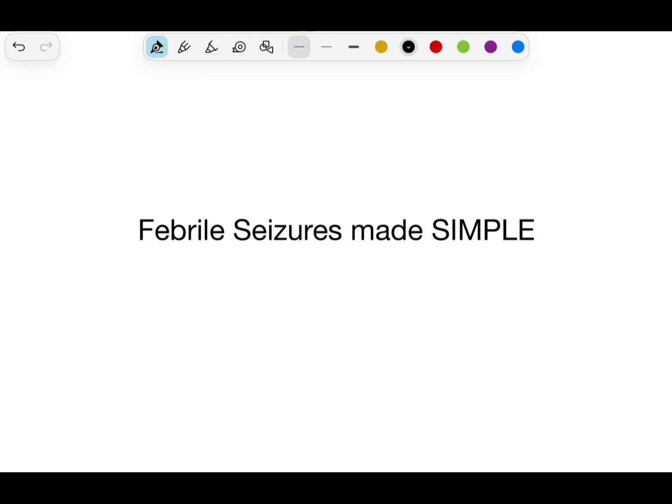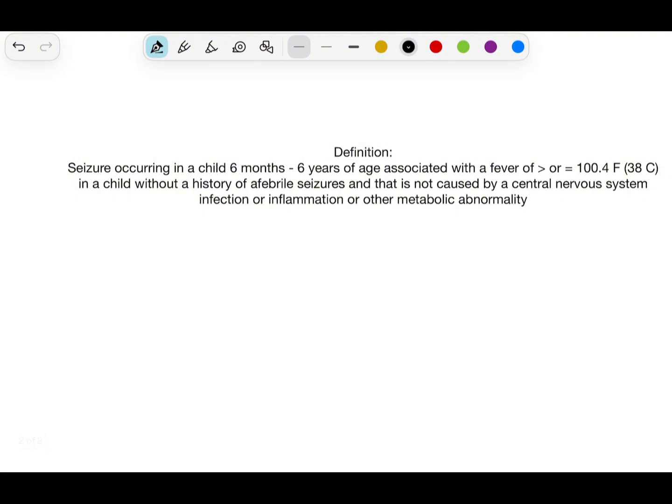Today we're going to be discussing febrile seizures, and of course we're going to go ahead and make it simple. So let's go ahead and get into it. First things first, keeping it very basic. All right, so what is the actual definition of a febrile seizure?